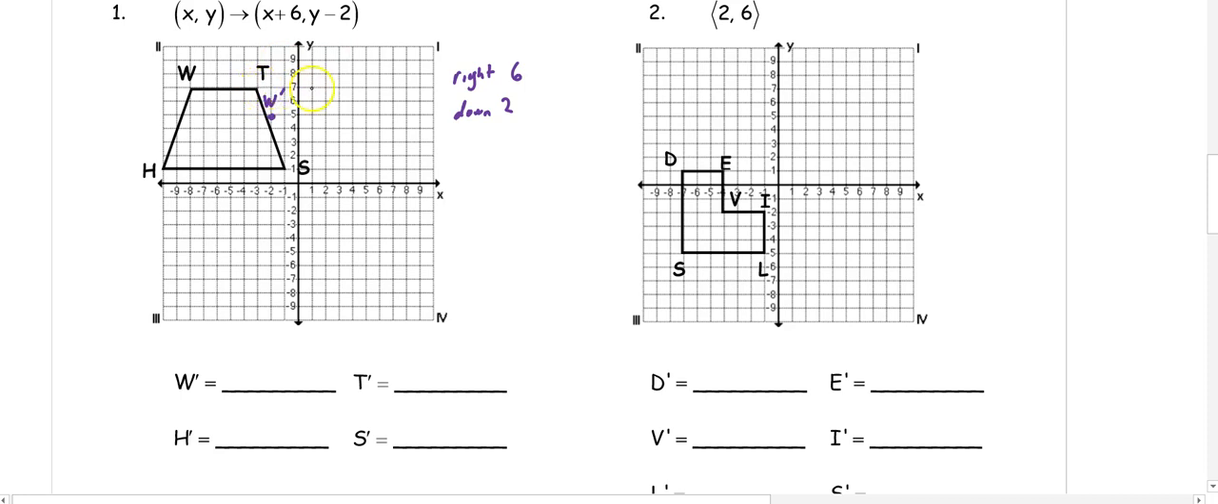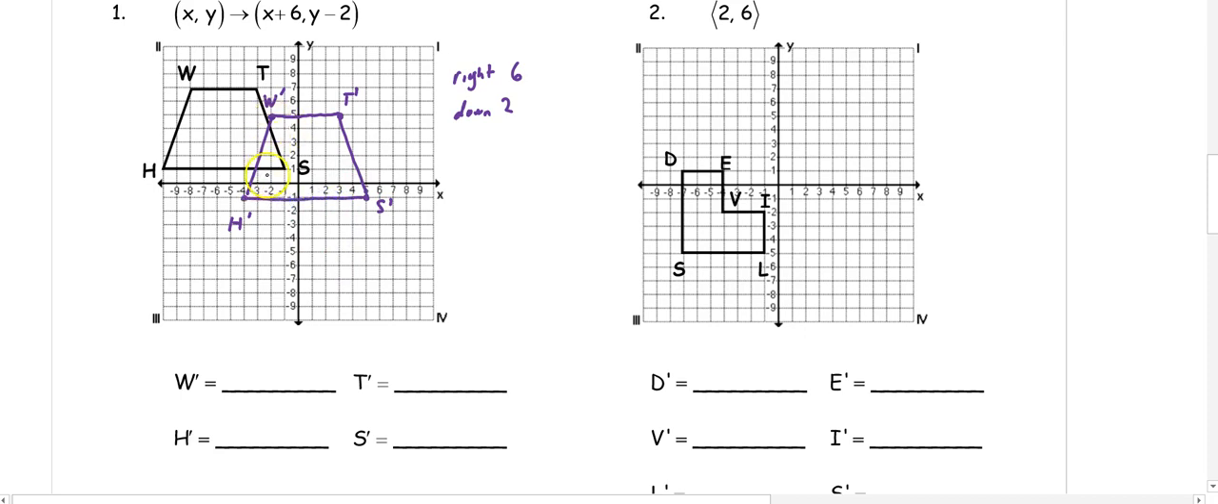T moves right 6 down 2. S moves right 6 down 2. H moves right 6 down 2. And then I'm going to connect my sides to form my shape. Remember that the shape should look the same. We just moved it to a new place on our coordinate plane.